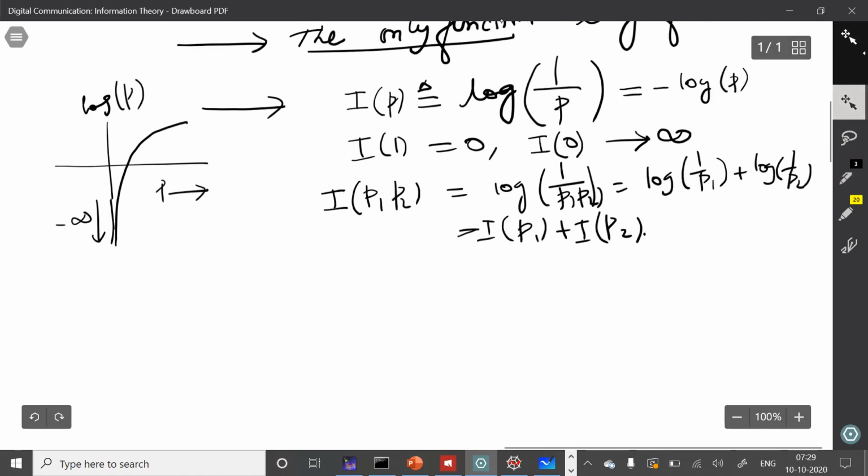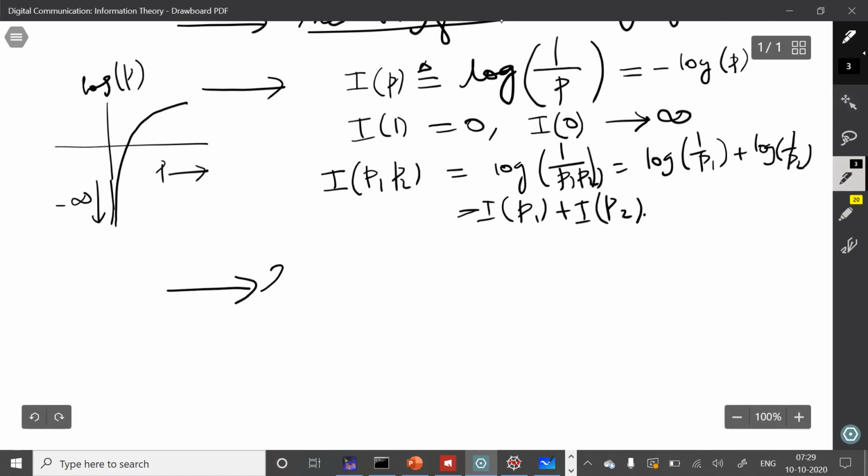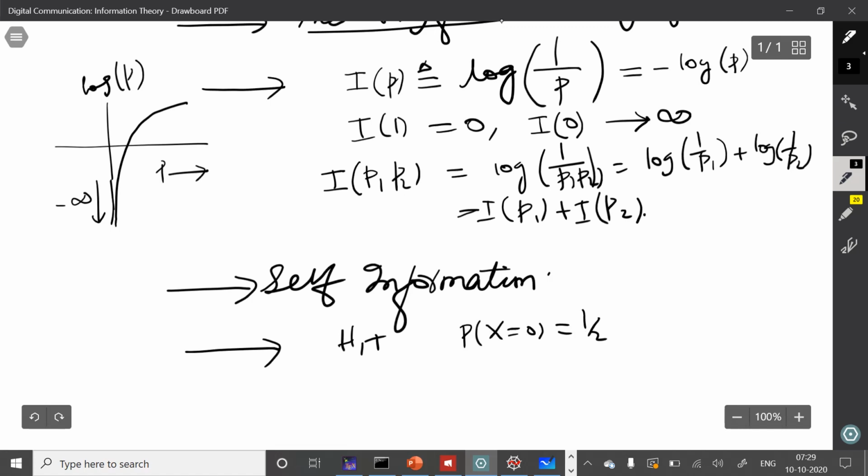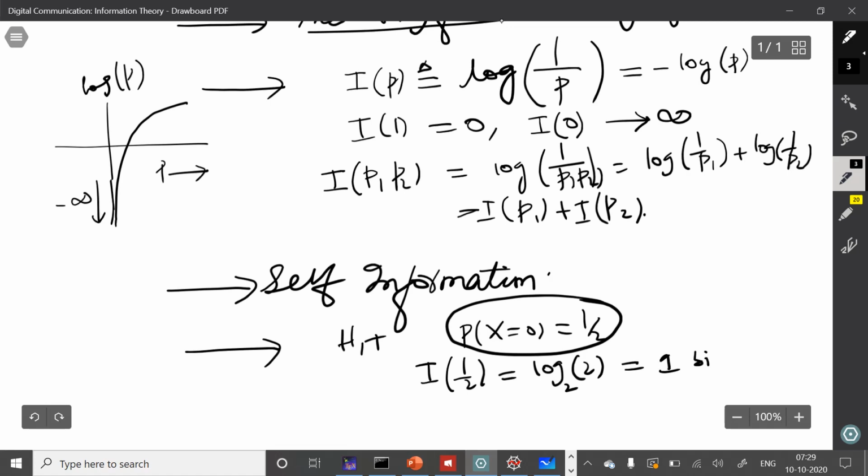Okay, so this quantity is also called, in the literature, self-information. Self-information gives you the notion of information for one particular outcome. So if you take the example of head and tail, the probability of head is half. Now how much information is needed? It will be I of half, which will be log of 2 to the base 2, which is 1 bit. Now you already knew that it needs 1 bit for conveying the information about one outcome.